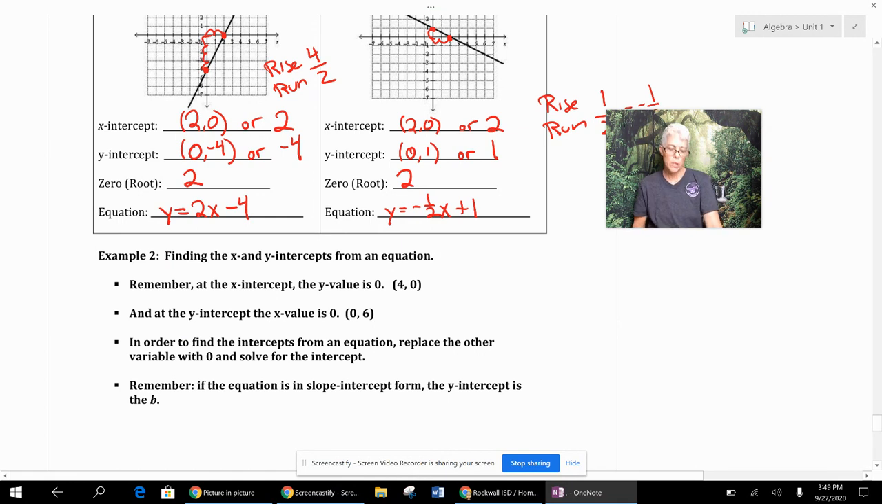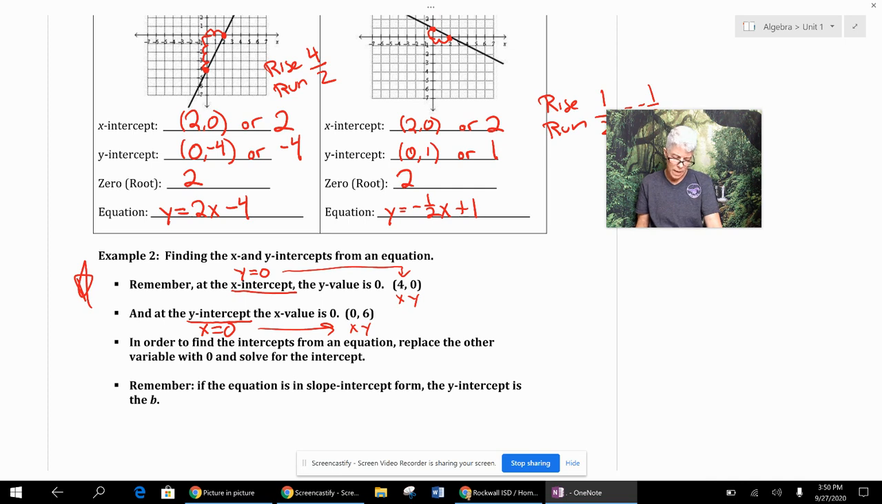Here's the second thing I want you to remember. Find the x and y intercepts from an equation. Remember, for the x-intercept, the y value is 0. So for the x-intercept, y equals 0. For the y-intercept, x equals 0. And you can see that looking right here, this is your x, this is your y, this is your x, this is your y. That is something else that you want to remember. Very important. If you can just remember that, it makes everything go a lot faster.